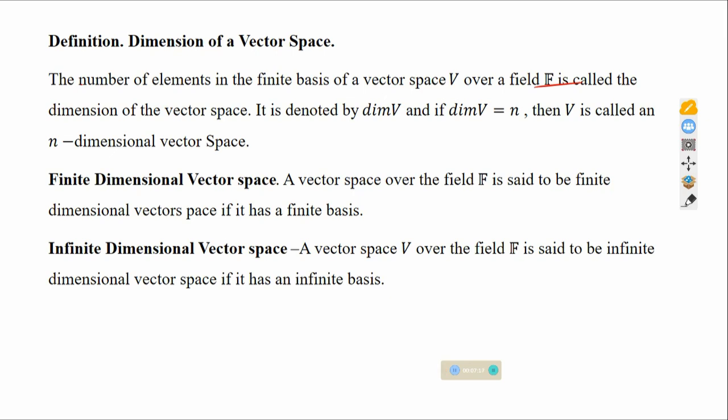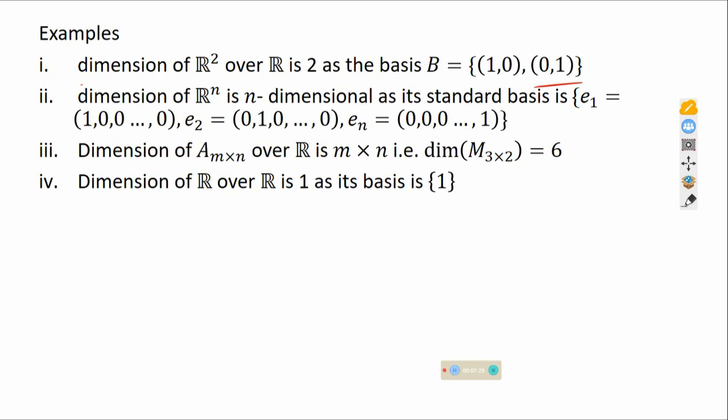And the dimension, as we have said, depends on the number of elements within a vector space. We shall look at a few examples of dimensions for different vector spaces. For example, the dimension of R to the power 2 over R, that is over the field R, is 2.